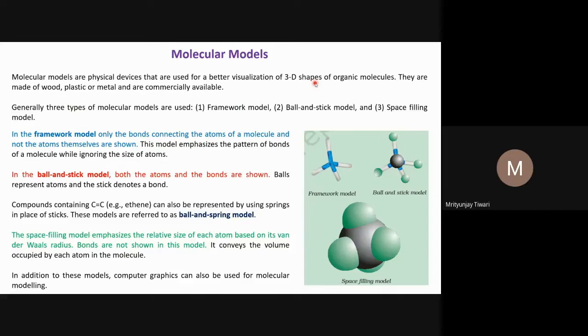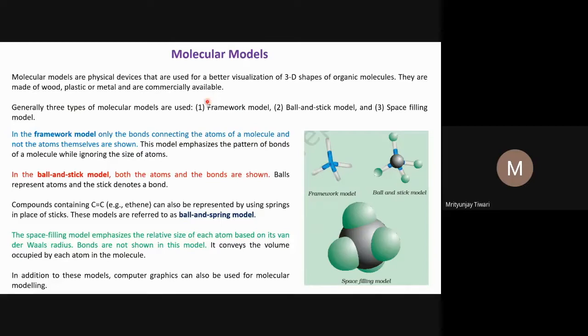To understand the three-dimensional shape of organic molecules, we use some physical devices, some beads, and sometimes some sticks that represent bonds, to understand the overall three-dimensional structure of organic compounds. They are made of wood, plastic or metals and are commercially available. One can even order these models online.